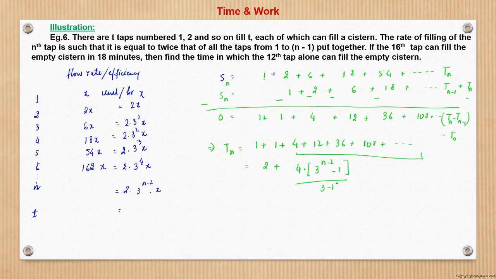So 3 minus 1 is 2, will cancel this 2 times. So Tn becomes 2 plus 2 into 3 raised to power n minus 2 minus 2. So this also cancels out. So what remains is 2 into 3 raised to power n minus 2. That is what we had observed also visually.